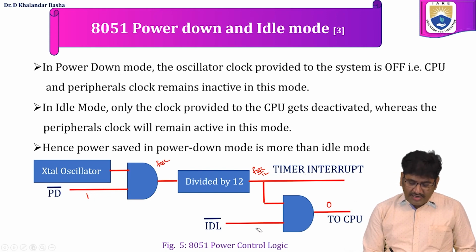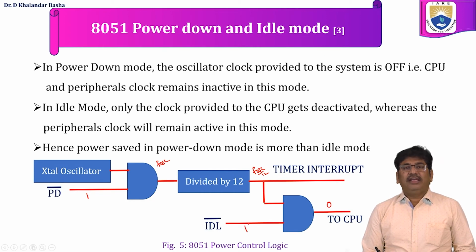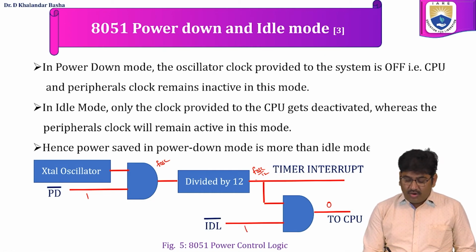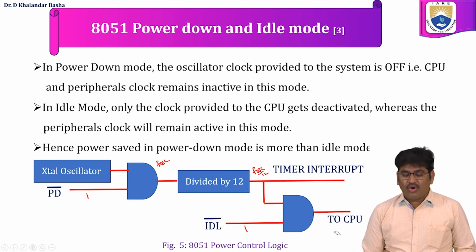Suppose idle is inactive, that means idle bar is equivalent to 1. Now the oscillator frequency divided by 12 clock pulses will be transmitted to the CPU also. The F oscillator divided by 12 clock pulses multiplied by 1 gives the oscillator frequency divided by 12 clock pulses. So when power down is not active and idle is not active, the clock pulses will be received by the peripherals, the timers, as well as the CPU.